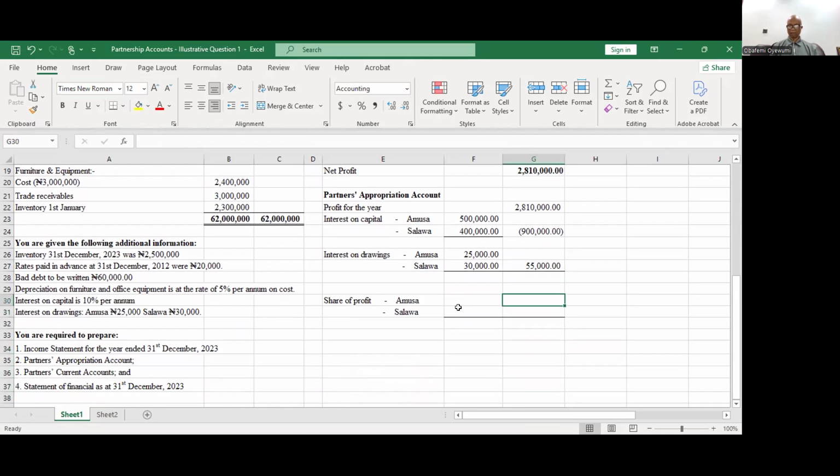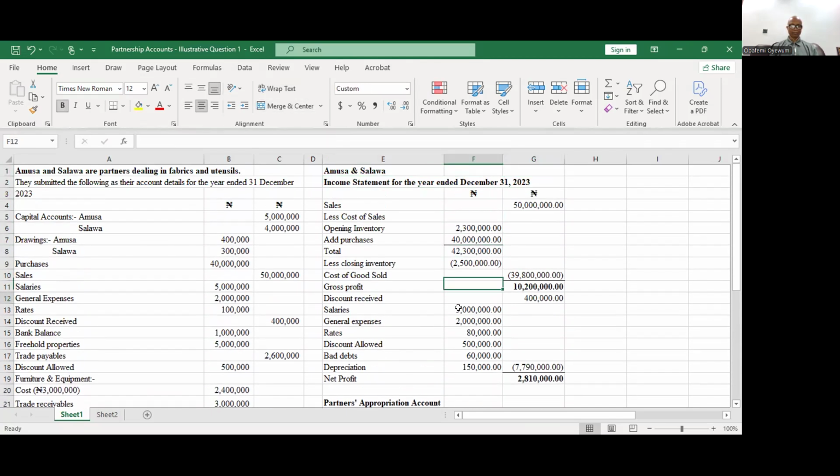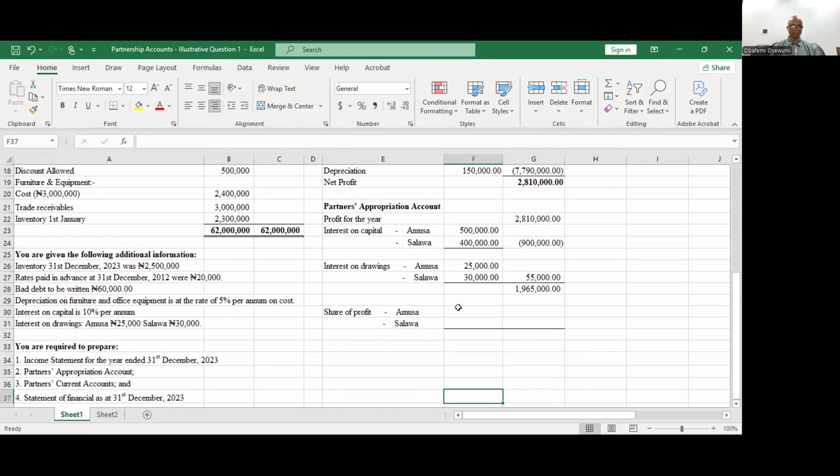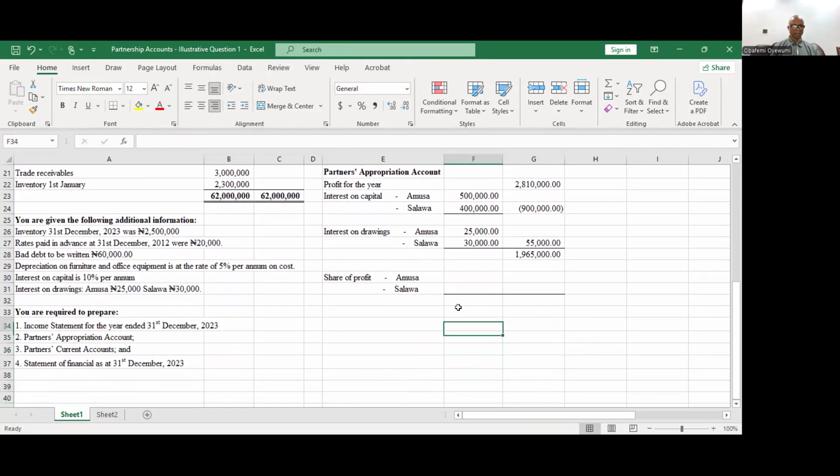So let's go now and look at share of profit. Before then, let's calculate the amount of money that's available for them to share. So add this, minus this, then plus this. So 1.965. So how much are they sharing to Amusa? Of course, we know the sharing formula that we have. What's the sharing formula here?